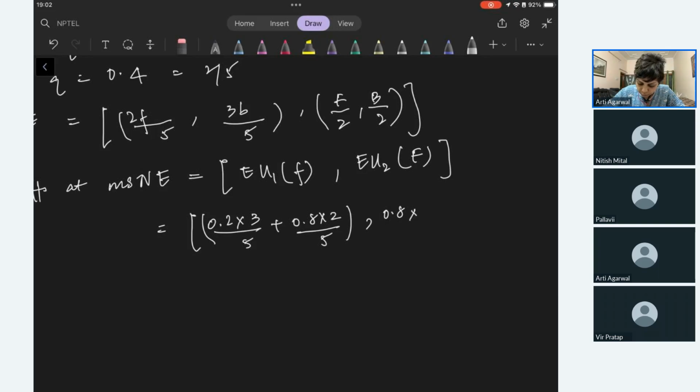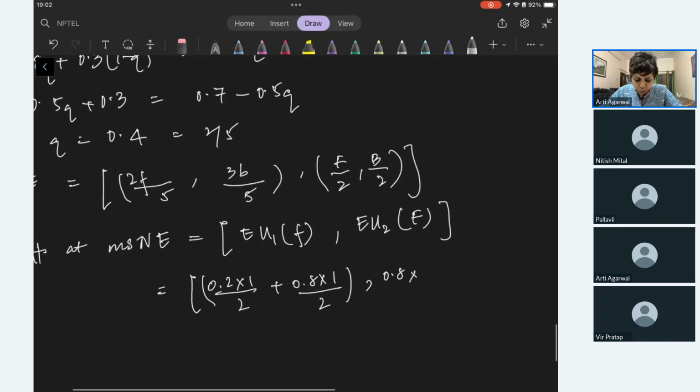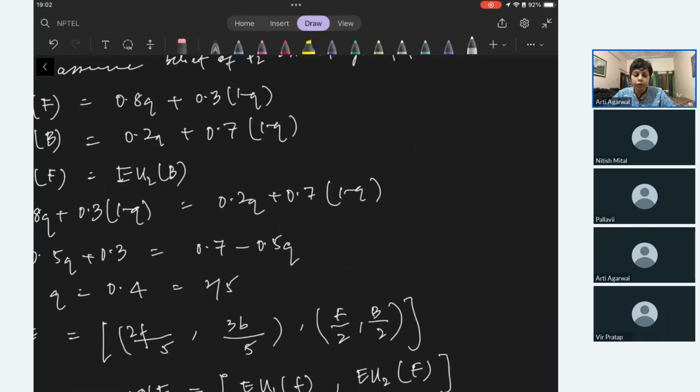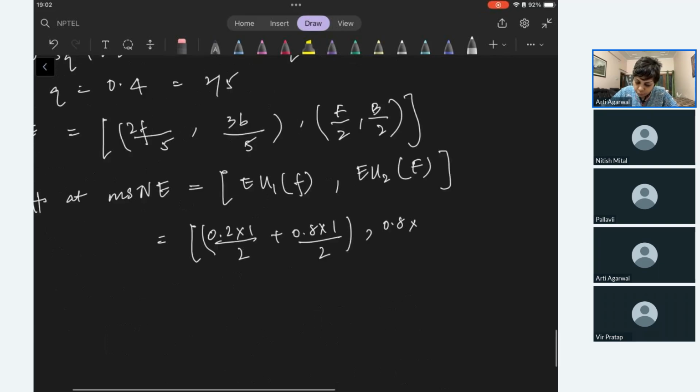Sorry, this is not 2 by 5, this is half, because we're calculating P and Q. Remember, Q figures in the equation for player 2, and P figures in the equation of player 1. So this is 0.8 into Q. Now Q is actually 2 by 5.